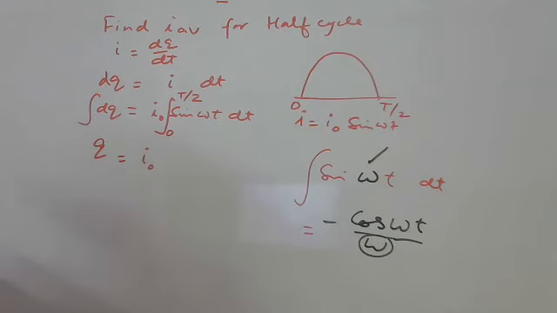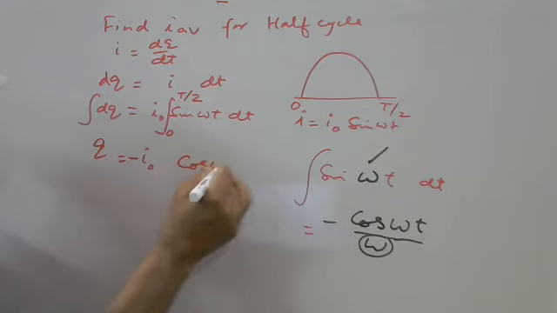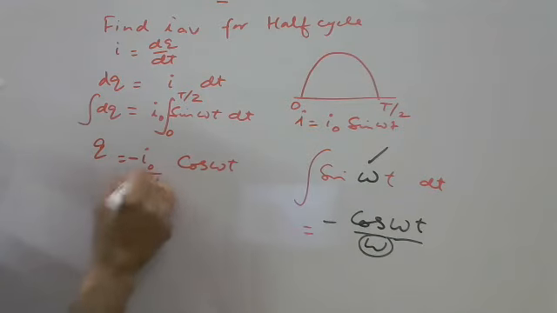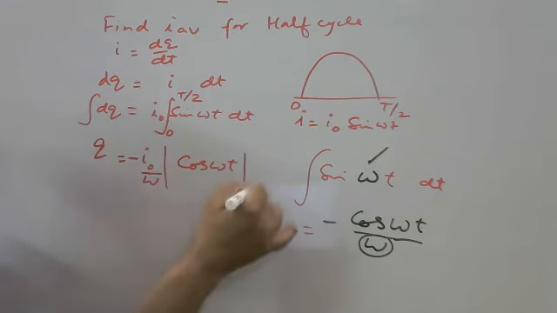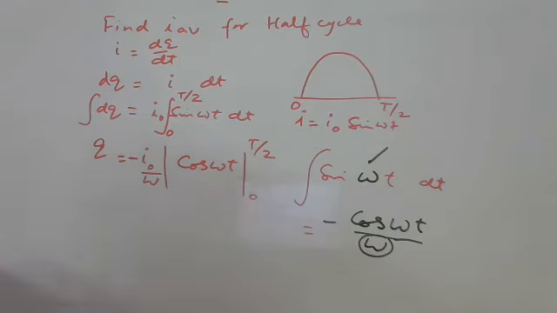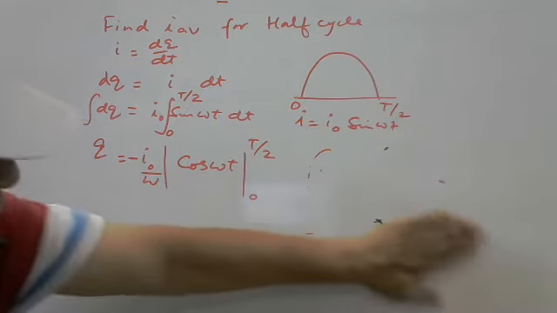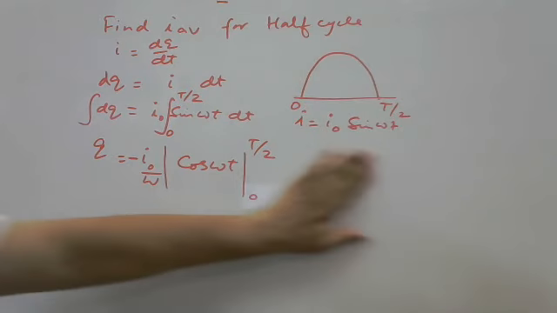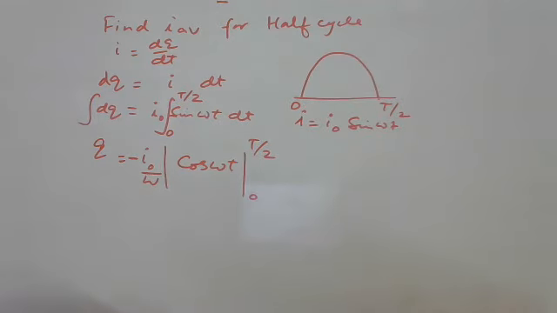Sin omega t integrates to minus cos omega t divided by omega, putting the limit here 0 to t by 2. Is it correct? Any doubt in this integration? You should know this. You will learn it. Sir, please explain again the cos omega t.